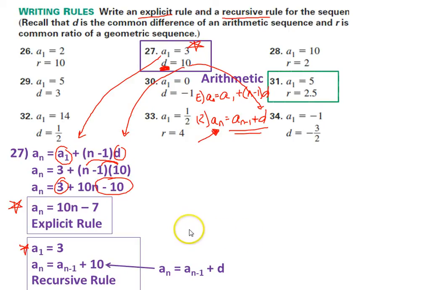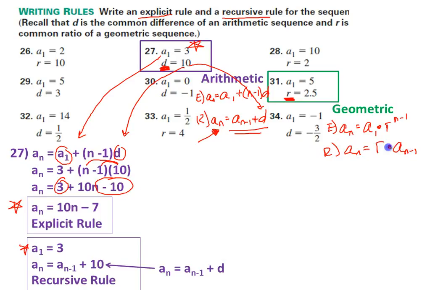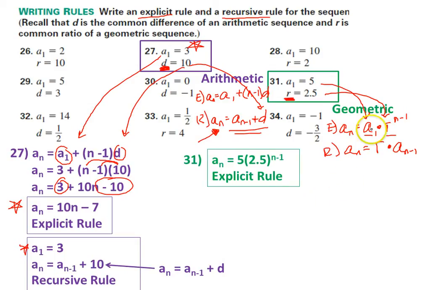Okay, the next one we're going to look at, 31. Arithmetic or geometric, and how do you know? It has an r. R stands for ratio, so this is geometric. Okay, and our two rules: explicit for geometric, a sub n equals a sub 1 times r to a power of n minus 1. And the recursive, a sub n equals r times a sub n minus 1. So for the explicit, all we need is a sub 1 and r, which we have, so plug them in. So our explicit is 5 times 2.5 to a power of n minus 1.